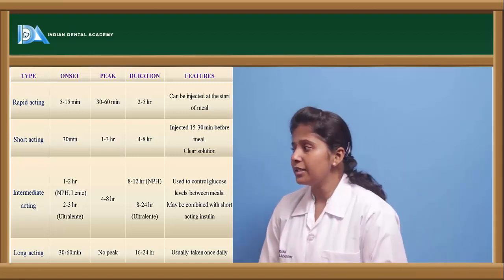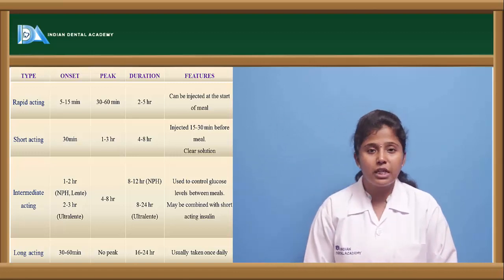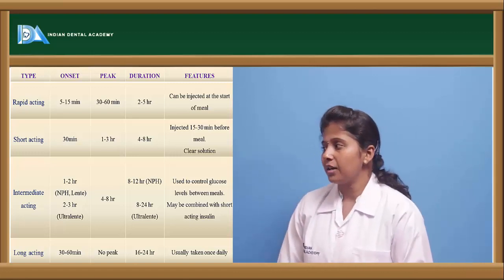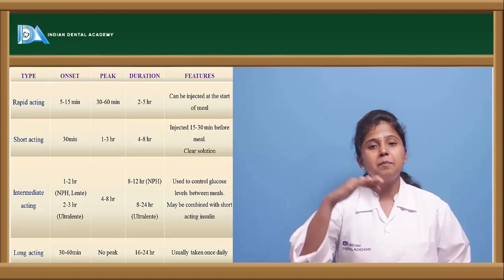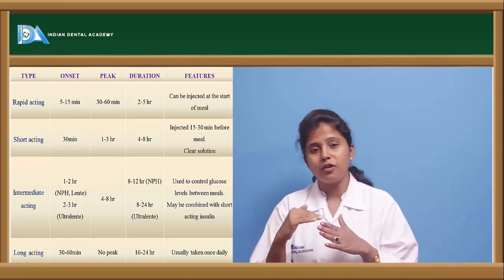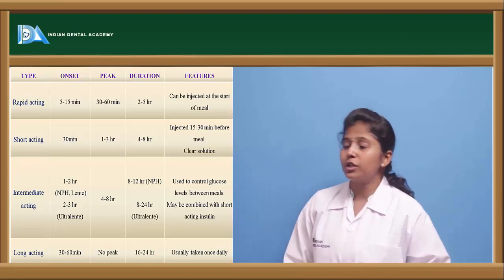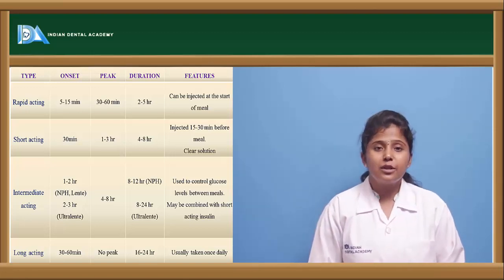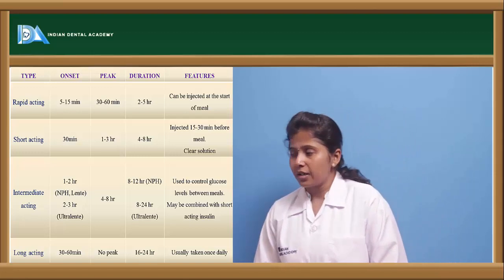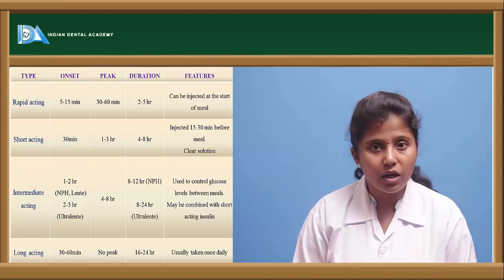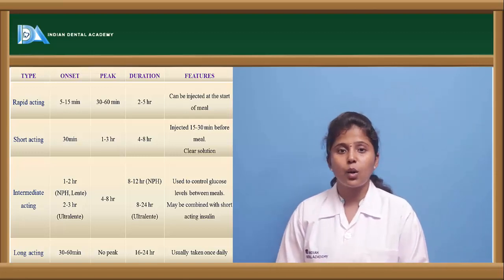The long acting insulins have an onset of action of 30 to 60 minutes, and they do not have any peak, because once administered they exert their action very effectively. The duration of action lasts about 16 to 24 hours. Because of the long duration of action, they are preferably taken once a day.